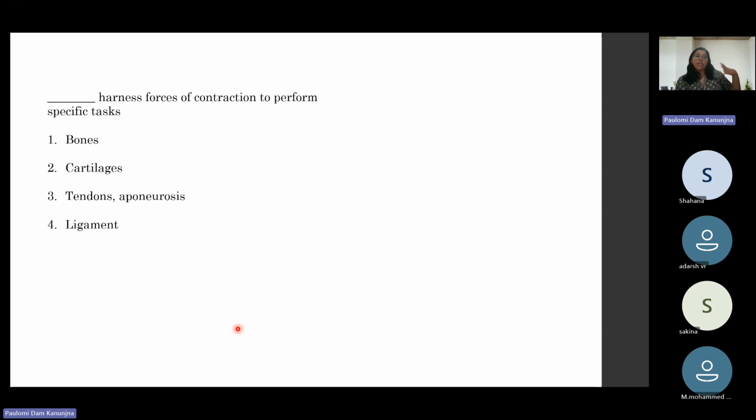So you know these terms, right? You have bones, cartilage, tendons, and ligaments. Which of these four are the ones that harness the force of contraction to perform specific tasks? Which of these are using contractions for tasks, and where are they present? If you know the location of each of these terms, this question will be easier for you to attempt. Where is the ligament and where is the tendon? Where do you see these types of joints in the muscular skeletal system?